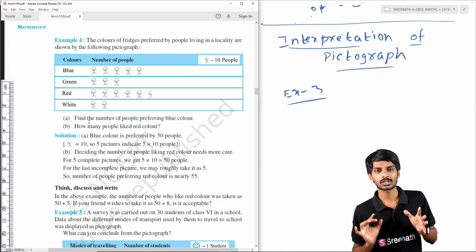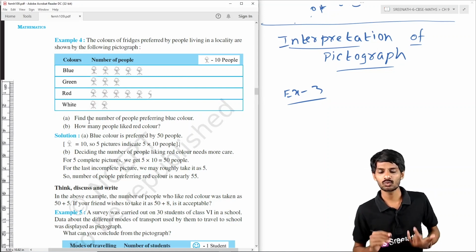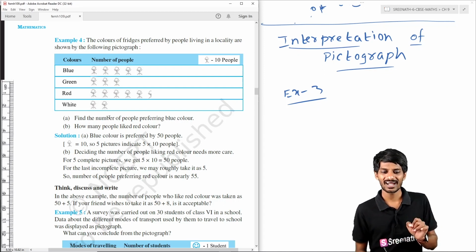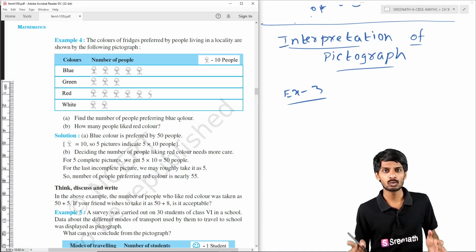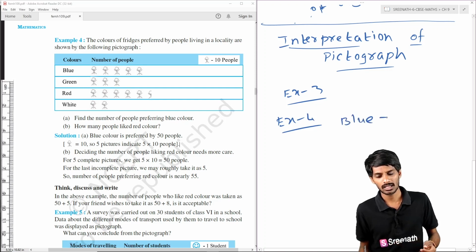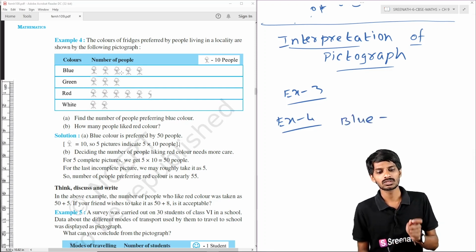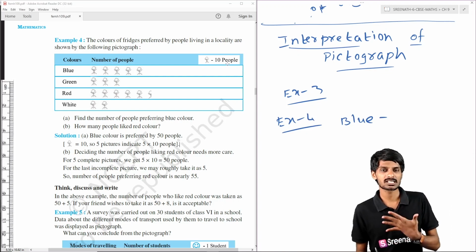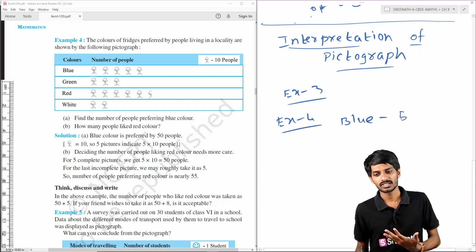So from this pictorial representation, we have to answer some questions. Find the number of people preferring blue color. That is example 4. How many are preferring the blue color, students? If you see, 1, 2, 3, 4, 5, five pictures are there, each picture represents 10 people, so a total of 50 people.